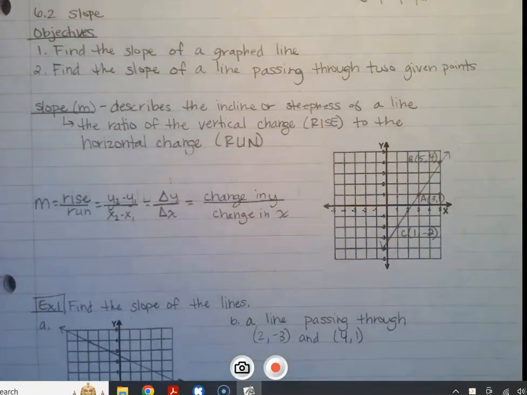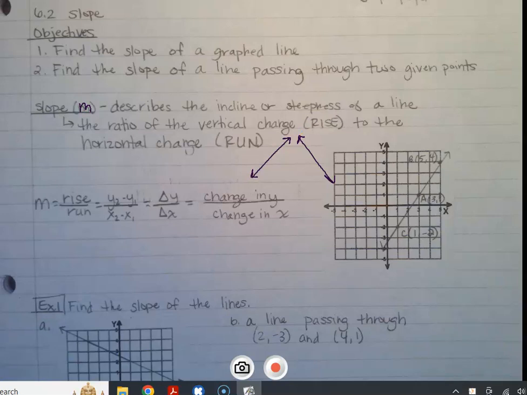So the slope, or M, always represents our slope. It's going to describe the incline or the steepness of a line. Okay, so it can be positive or it can be negative. So one is going to describe the steepness going up from left to right, where the other one would describe it coming down from left to right. Okay, we'll get to that part as well.